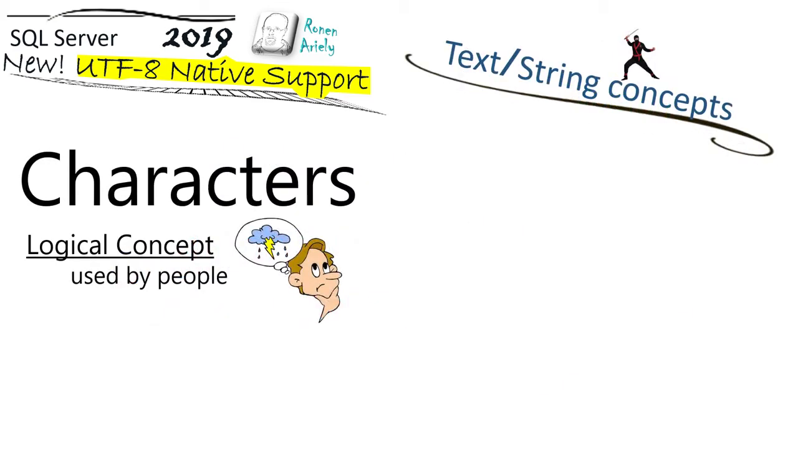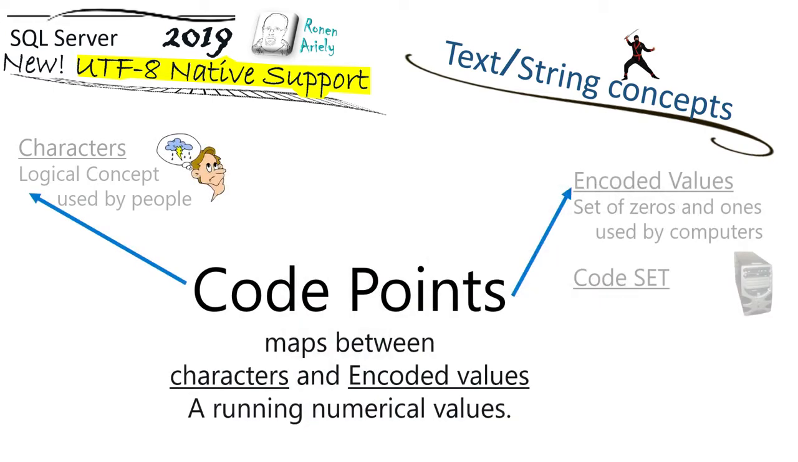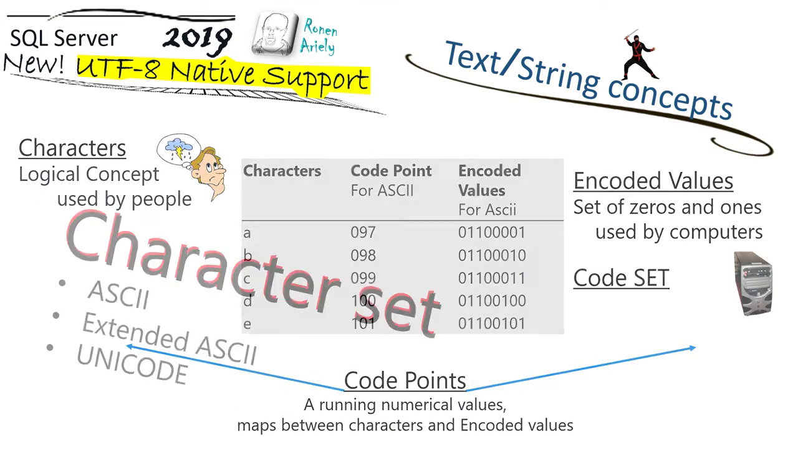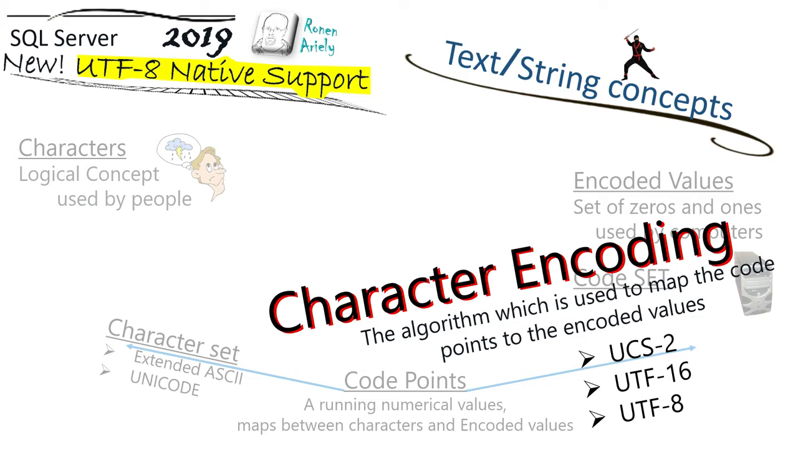Before I go to the practical part, there are some concepts that we need to understand. So let's start with the term character. Characters are logical entities which we as people use, but computers actually use encoded values, which is a set of zeros and ones. And in order to map between the characters and the encoded values, we use code points, which is a range of numbers. A character set is a group of characters which are mapped to a range of code points. And the character encoding is the algorithm that we use in order to encode the code points.